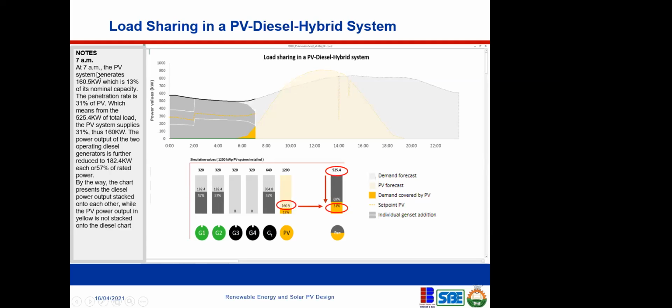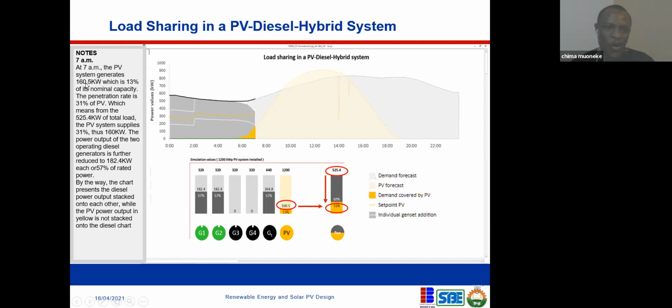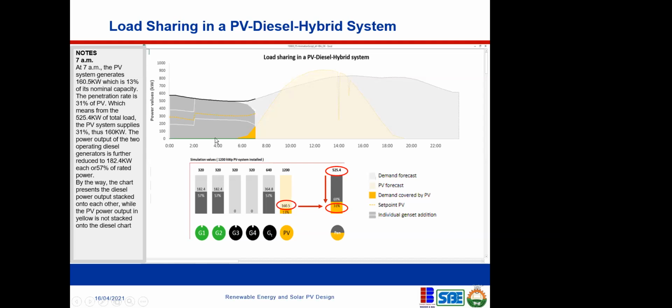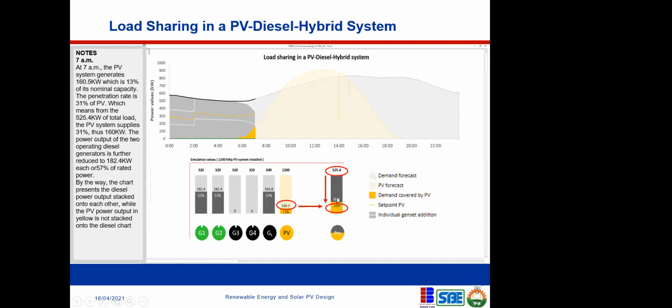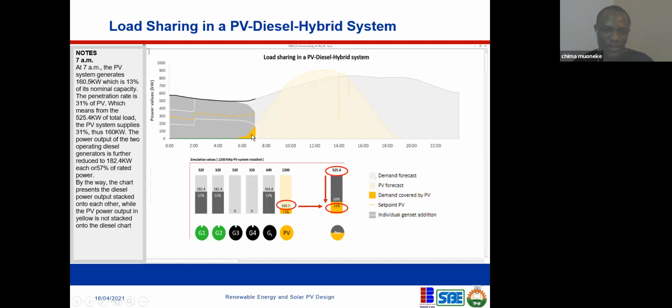At 7 a.m., the PV system generates 160 kilowatts, which is 13% of the nominal capacity. Now the penetration rate is now 31%. So the penetration rate of the PV system is now beginning to increase. So it's now generating 160.5 kilowatts, and the penetration rate now is 31%, while the generator is now doing 69%. So you can see how the penetration rate of the PV is beginning to increase from 7 a.m.